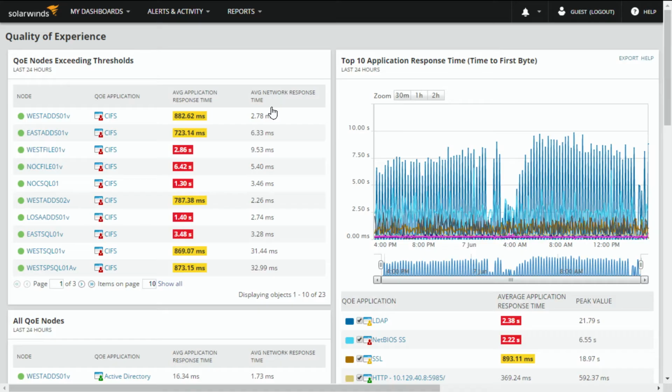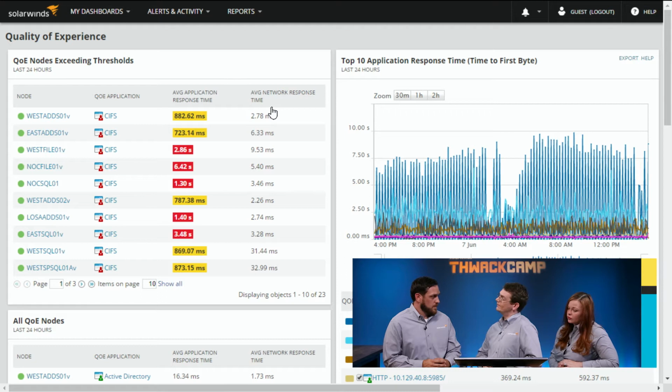And you can see here all of my application response times are horrible and my network response times are great. That indicates that I built the demo. That's how all my demos look.